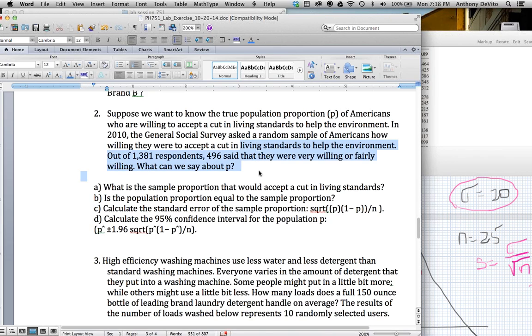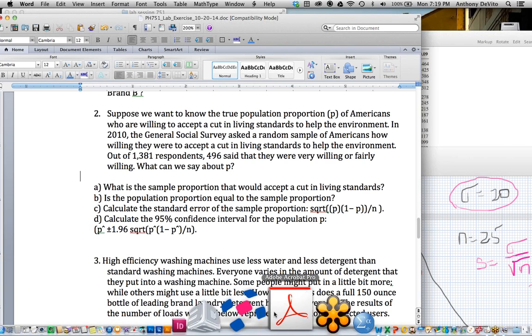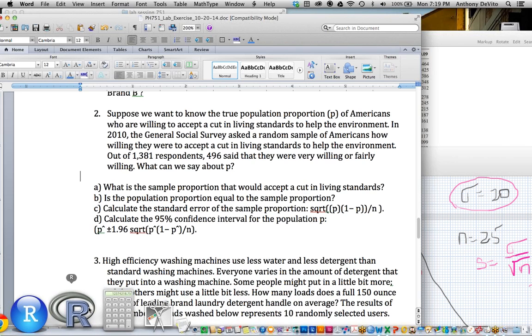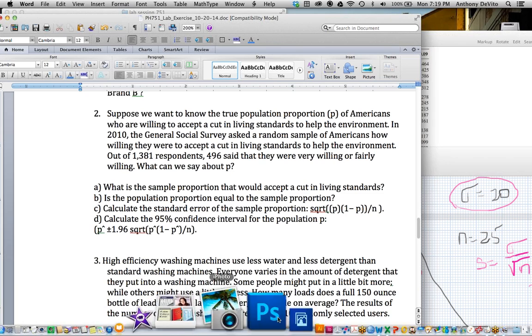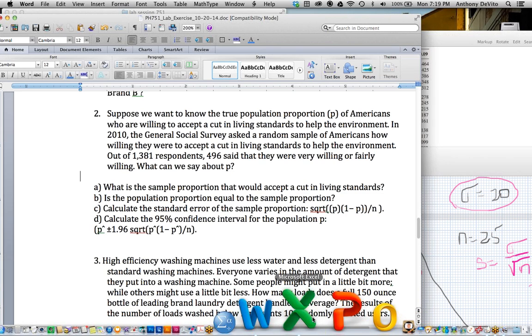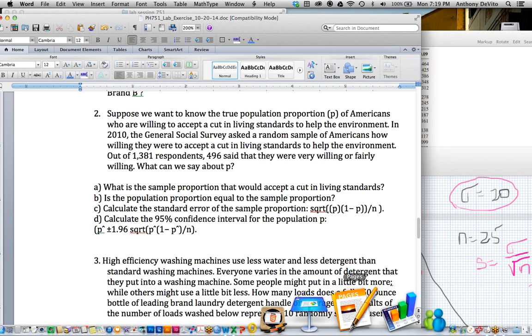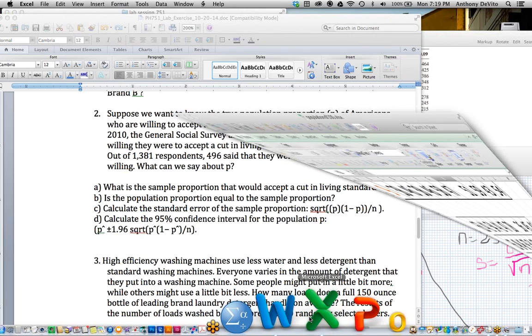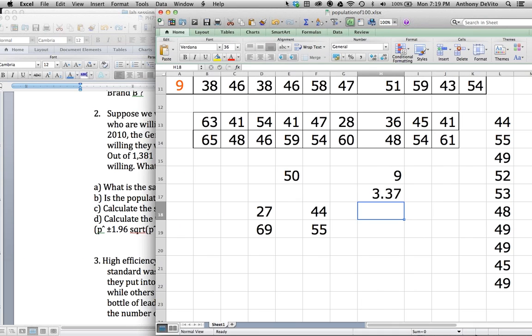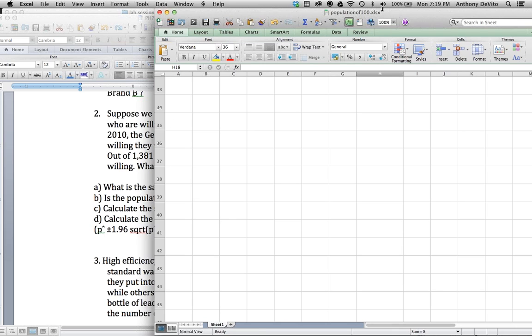Okay, what can we say about p? What's our proportion of people that are willing to accept that cut? Right, it's going to be 496 out of 1,381. I'm going to open up Excel to make this a little bit simpler. Let me move this out of the way.